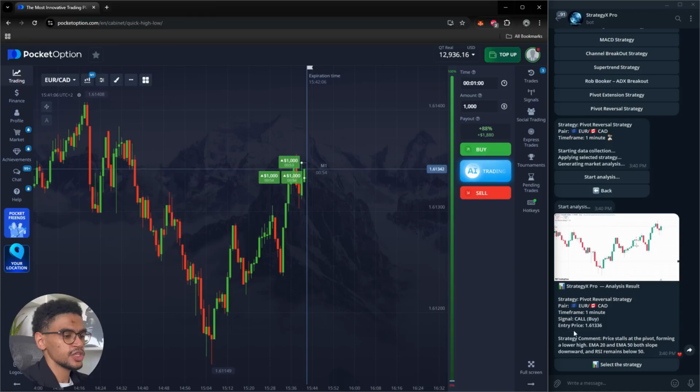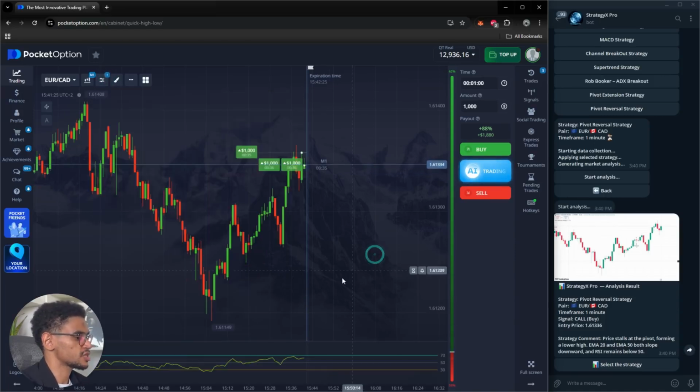And also make sure to read into the strategy and understand why this trade was chosen, why this analysis was provided for you. Right here we see price stalls at the pivot forming a lower high, EMA 20, EMA 50 both slope downward, and RSI remains below 50.